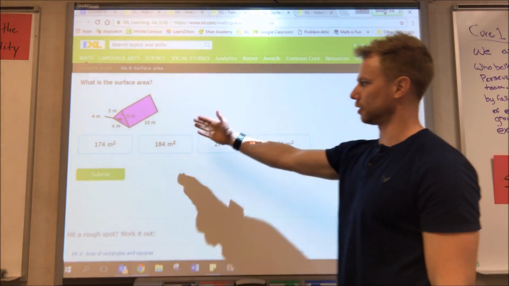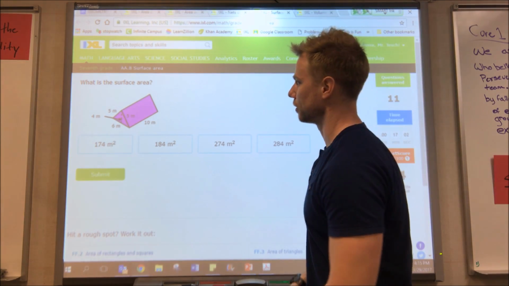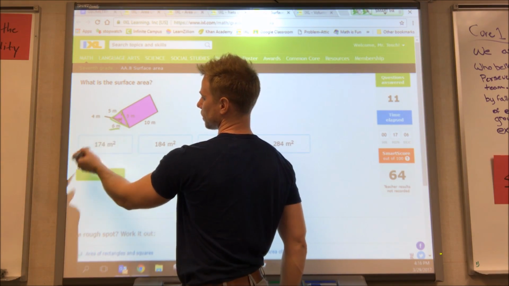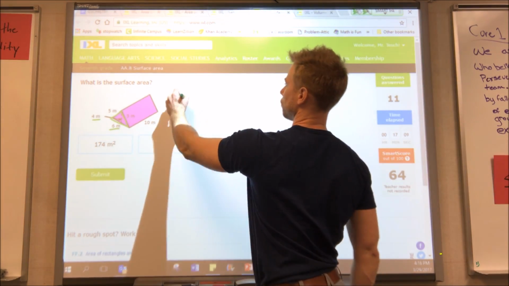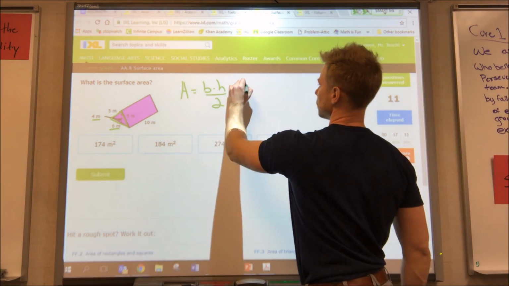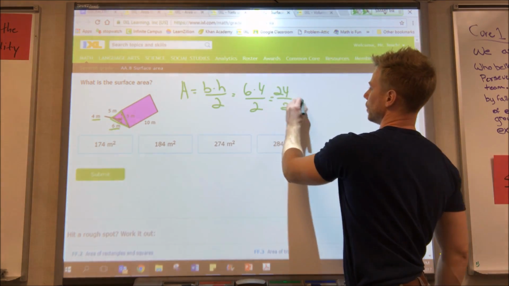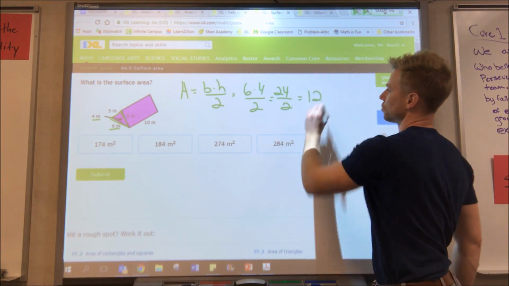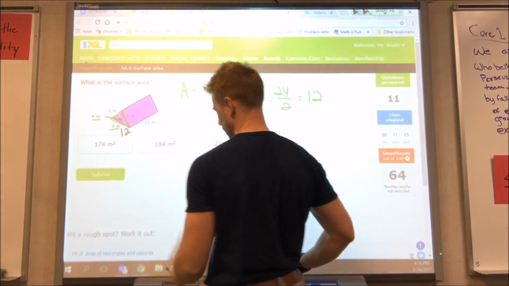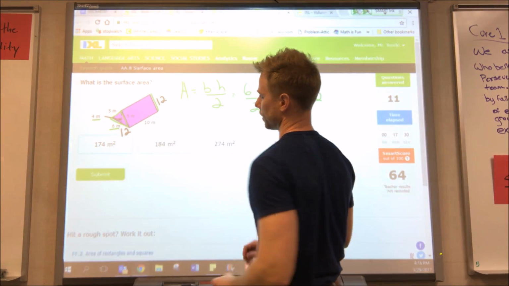Okay, here we have a triangular prism. So it's not all rectangles and squares, we have to find the area of some triangles. So the front here, we have a base of 6 and a height of 4. So for the area of a triangle, we do base times height divided by 2. So the base is 6, the height is 4 divided by 2. We get 24 divided by 2, which is 12. So we have the front side is 12, and then also the back side is 12, back there.